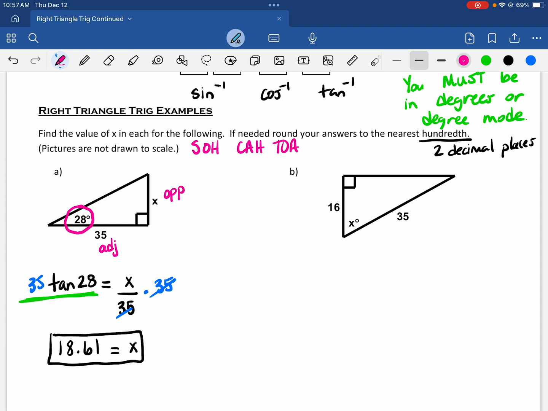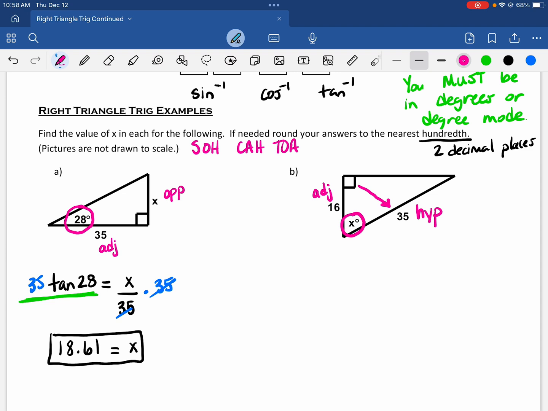All right, let's go to the next one. Always start with our angle because our angle helps us decide what sides we have so we know which function to use. So here, x is my angle. I look at the right angle there, and I see across from that right angle is that 35, so that tells me 35 is hypotenuse. If I'm looking at x, 16 is next to that x. If it's next to it, that makes it adjacent.